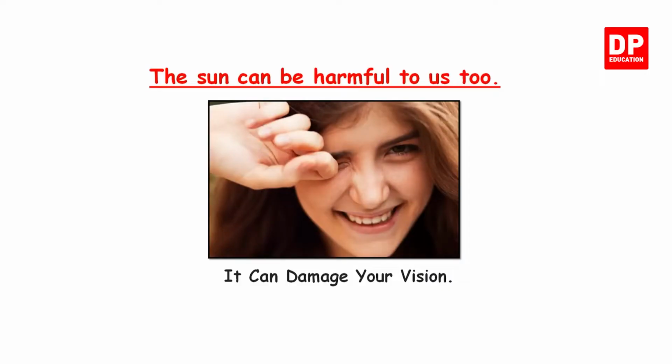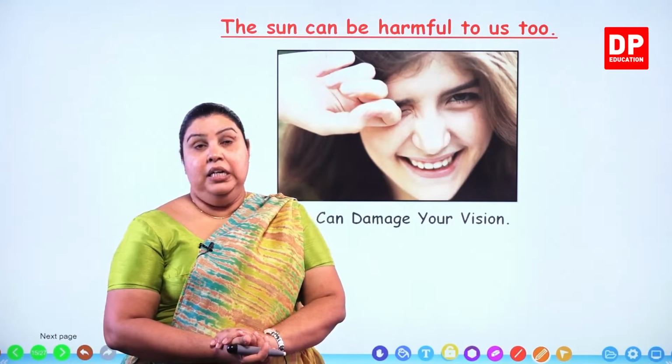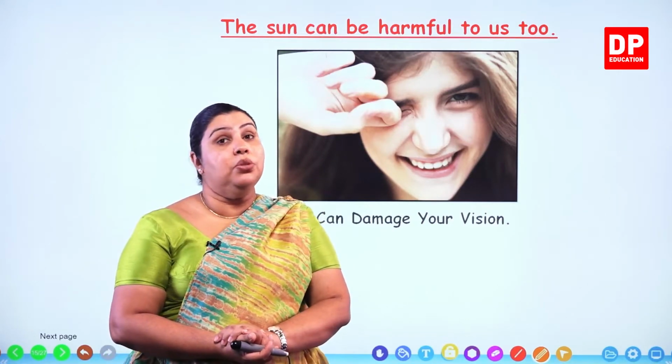So that is what happens in the water cycle. Now we are going to talk about something which is very important. The sun can be harmful to us too.